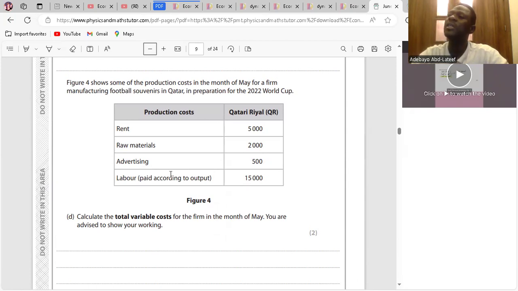We have a name for it. When you pay according to output, we call it piece wage. So it's a variable cost. So the variable costs here are 15,000 plus 2,000, which is 17,000. Clear? We move on.